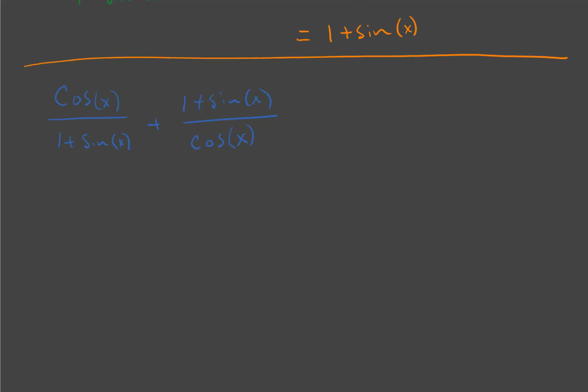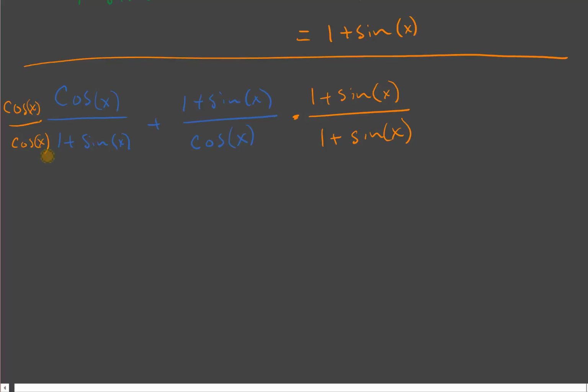Now we don't have a common denominator, so in order to get a common denominator, I'm going to multiply this side by the denominator over here over itself. So 1 plus sine of x over 1 plus sine of x. We're just working to get a common denominator. And on this side, I'll multiply by the denominator over here over itself, cosine of x over cosine of x. All right, so let's see what we get.